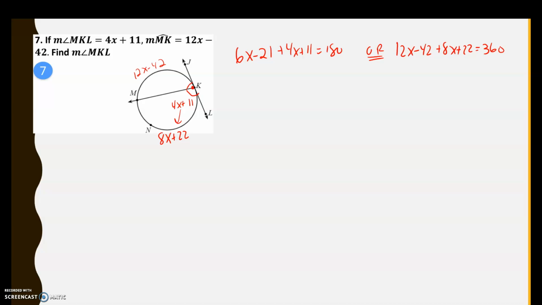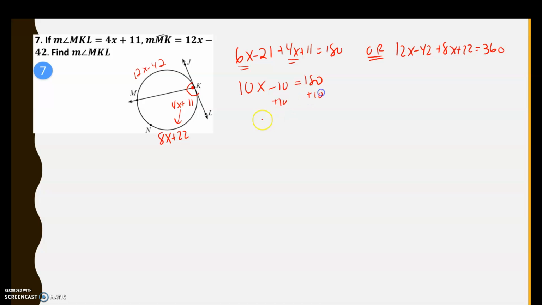So whatever one you want to do, if you saw that you could take a half, do a linear pair, or double it to give you your entire circle, either one works. I'm going to use this guy right here. I'm going to get 10x, combining like terms 6x and 4x, and then I'm going to take my negative 21 and positive 11, which is going to give me negative 10, and that is equal to 180.